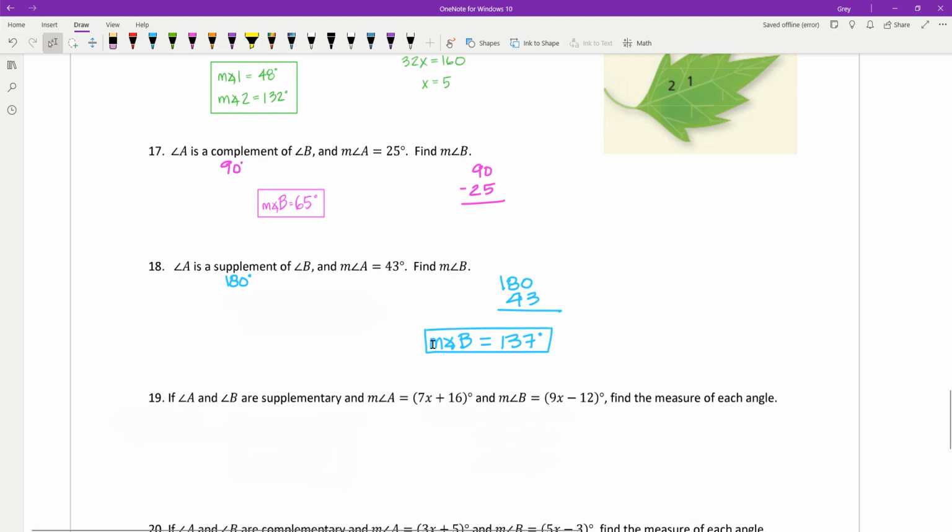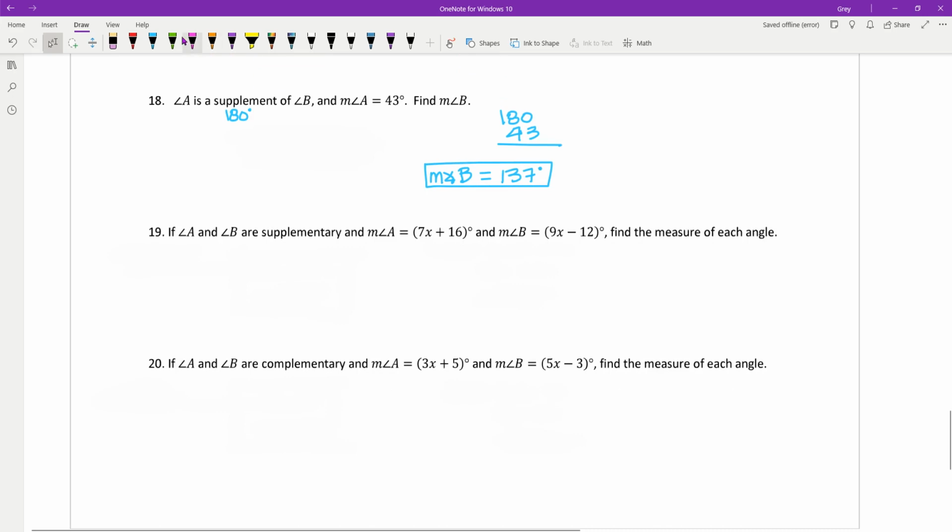Okay, 19. If angle A and angle B are supplementary, y'all, if you write it down every time, you will know it. But I promise you, it's not hard to do, but you're going to see it a lot. So you need to remember which word goes with which number. Okay, they're supplementary, and the measure of angle A is 7x plus 16. The measure of angle B is 9x minus 12. Find the measure of each angle.